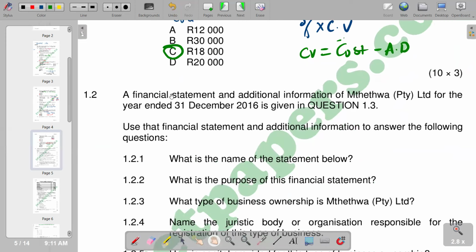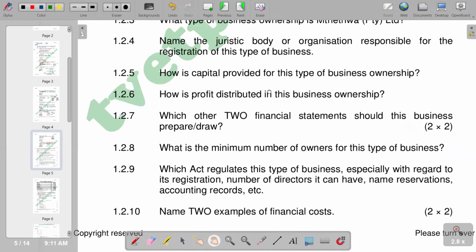The 1.2 reads: a financial statement and additional information of Trade Complete Private Limited for the year ended 31 December 2016 is given in the question 1.3. Use the statement and additional information to answer the following questions. What is the name of the statement below? So we try to see what statement we are given.